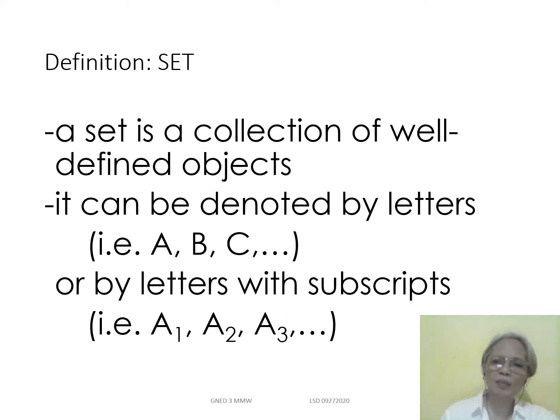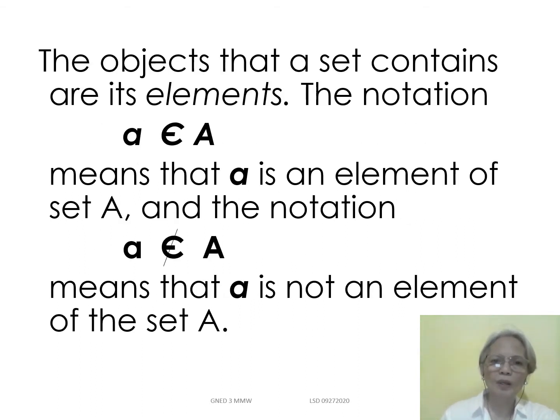A set can be denoted by capital letters, A, B, for example, or by letters with subscripts. So we have here A sub 1, A sub 2, and A sub 3. So a set can also be denoted by those. Now, the objects that a set contains are called its elements.